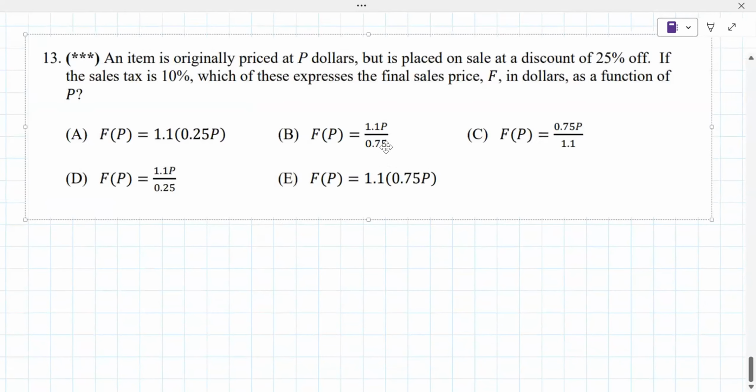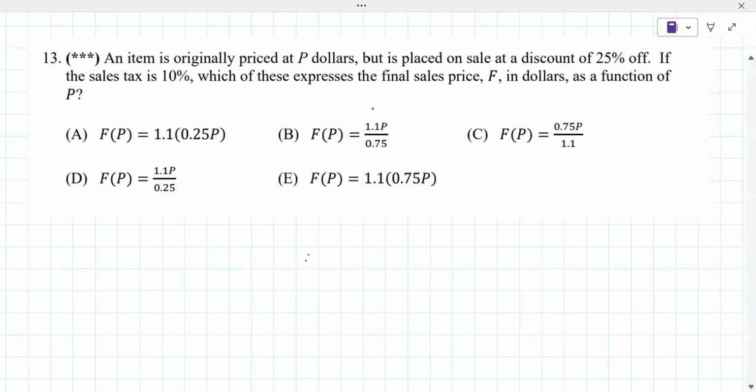All right, an item is originally priced at P dollars, but is placed on sale at a discount of 25% off. Okay, so we're going to start with that. If you take the price, the P dollars, and you multiply by 0.25, this gives you the discount. But rarely do you actually want the discount. You don't really care when you go to the store what the discount is. You care what you're going to pay when you get to the cash register. So what you actually pay is 0.75 times P. This is the actual sale price.